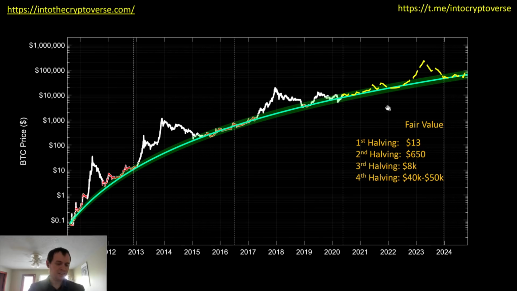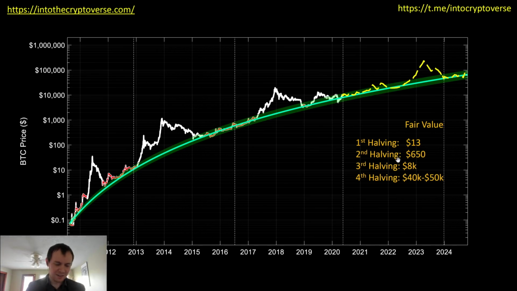But if you just take a step back, look at the first halving, $13. Second halving, $650. Third halving, $8,000. The trend, as they say, is your friend. Making this jump from $650 to $8,000 is an order of magnitude, and I'm not even suggesting we go up another order of magnitude between now and the next halving. In fact, this is only a 5x.